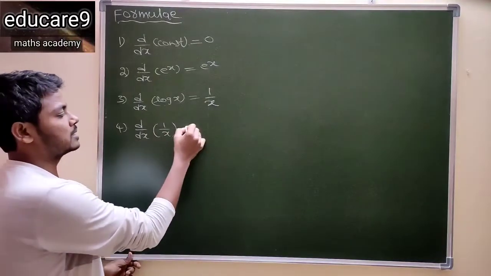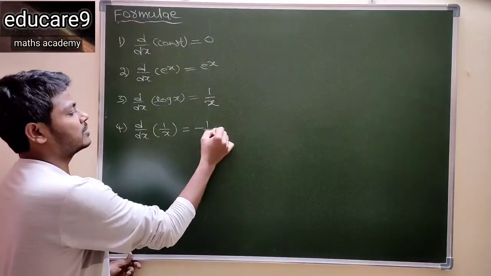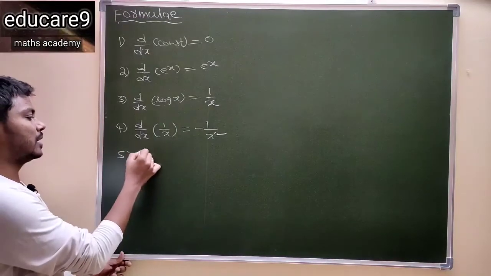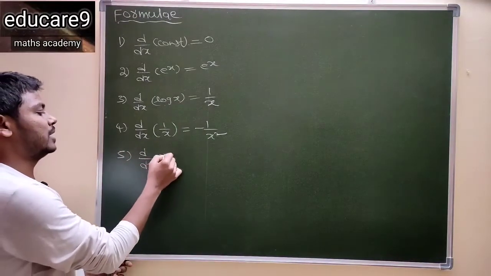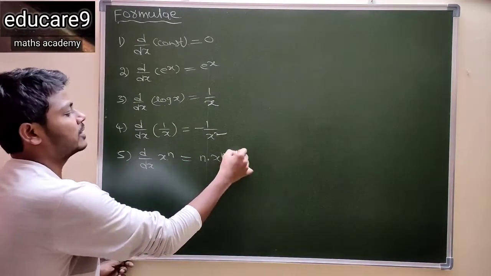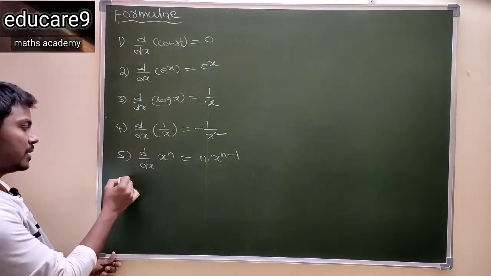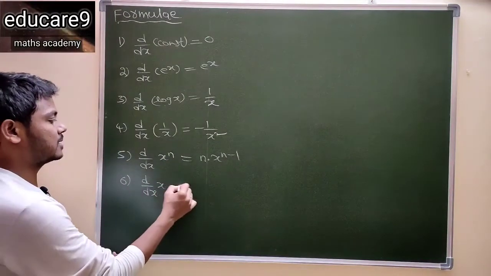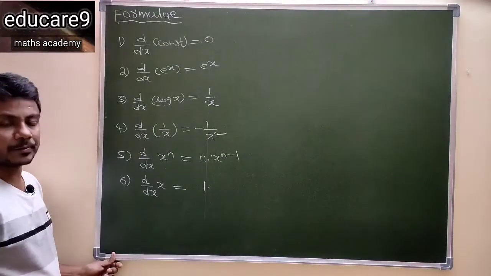Next, fourth one, d by dx of 1 by x. Derivative of 1 by x is minus 1 by x square. Next, fifth one, d by dx of x to the power of n. This is n into x to the power of n minus 1. Next, sixth one, d by dx of x is equal to 1.